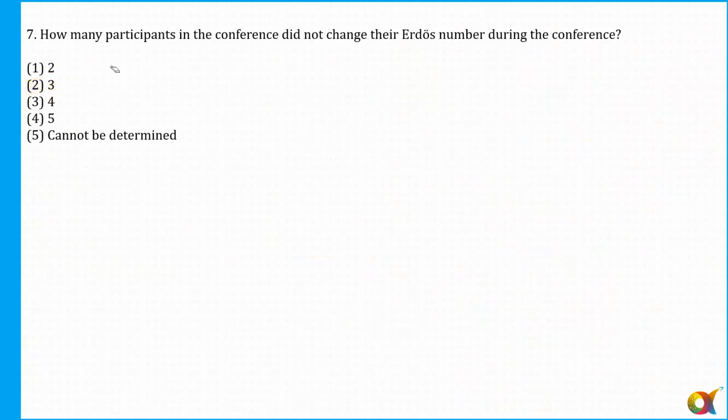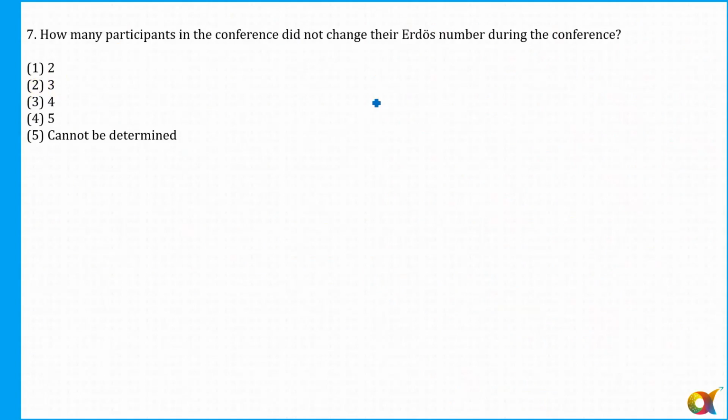Now, how many participants in the conference did not change their IRDOS number during the conference? The question is for how many of them the IRDOS number has not changed. A total of 5 persons it has not changed.